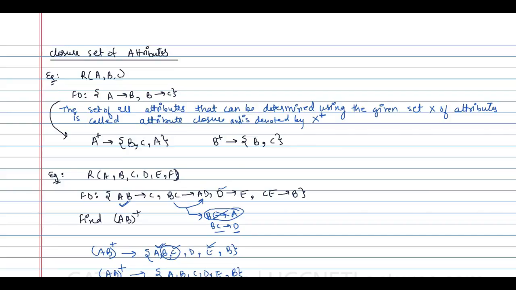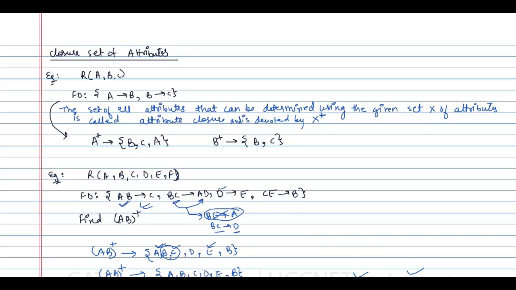And what does it mean? It means with the help of AB, AB can determine A, that holds. AB can determine B, that also holds because it is trivial. AB can determine C, that also holds from the above functional dependencies. AB can determine D, that also holds from the above functional dependencies.